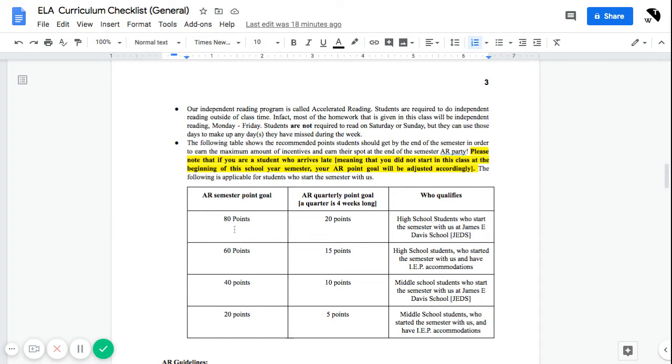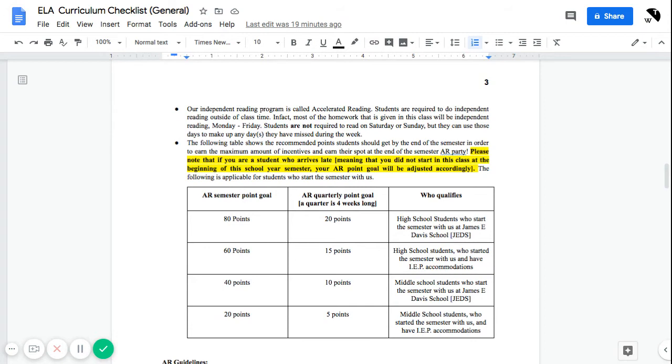And this is equivalent to a certain amount of reading that you need to do. So 80 points is for high school students who start the semester off with us. They don't have an IEP. And then if you are a high school student, and you do have an IEP, then you need to get 60 points by the end of the semester. And then that's equivalent to quarterly. So our quarterly goals are basically, think of them as milestones that need to be crossed.